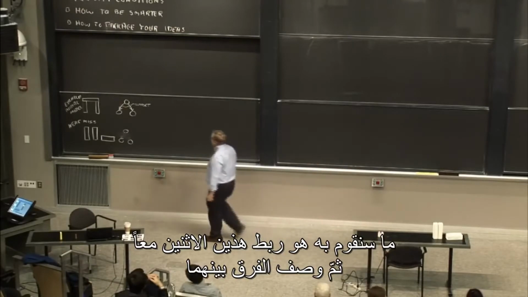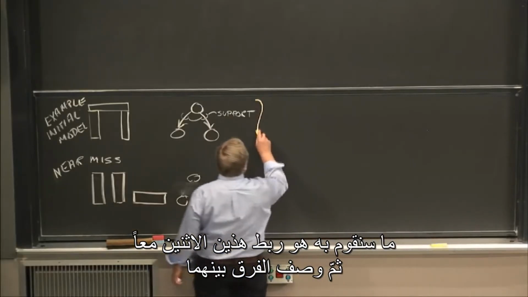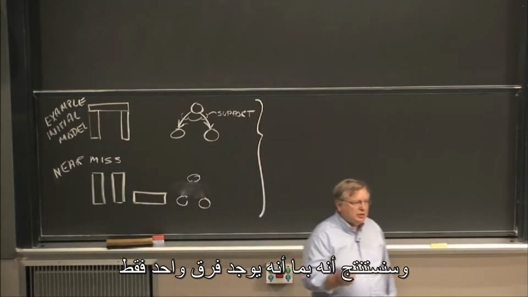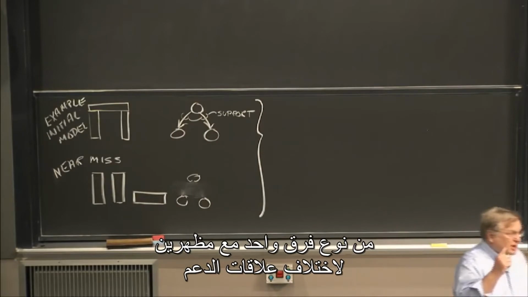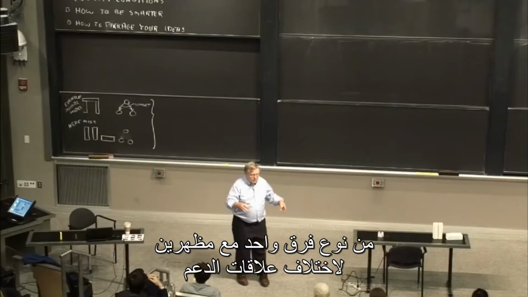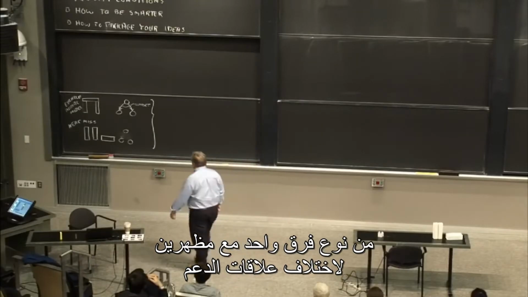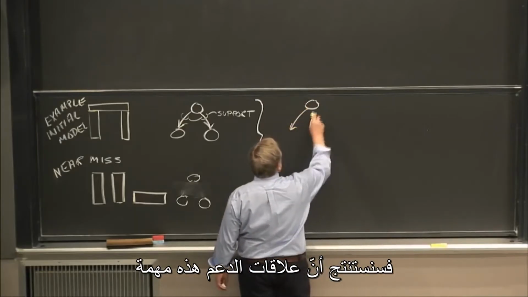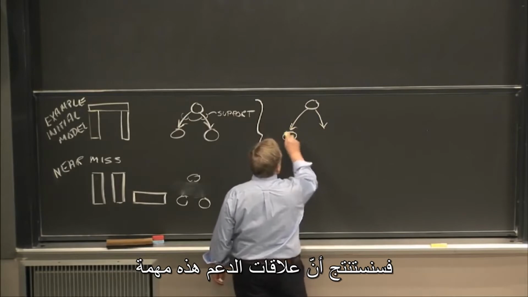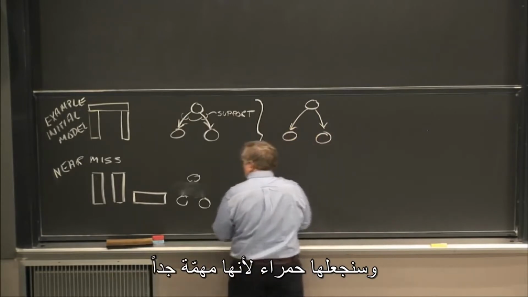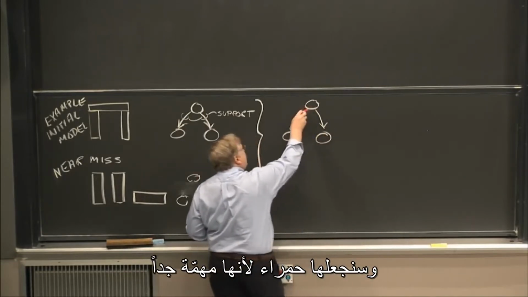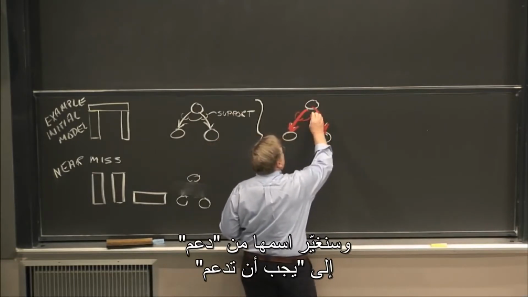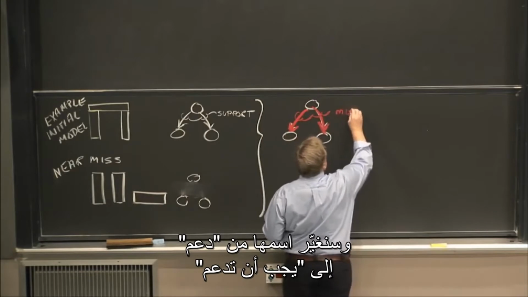What we're going to do is put these two things together. We're going to describe the difference between the two. We're going to reach the conclusion that since there's only one kind of difference with two manifestations, two disappearing support relations, those support relations are important. We're going to turn them red because they're so important. And we're going to change the name from support to must support.